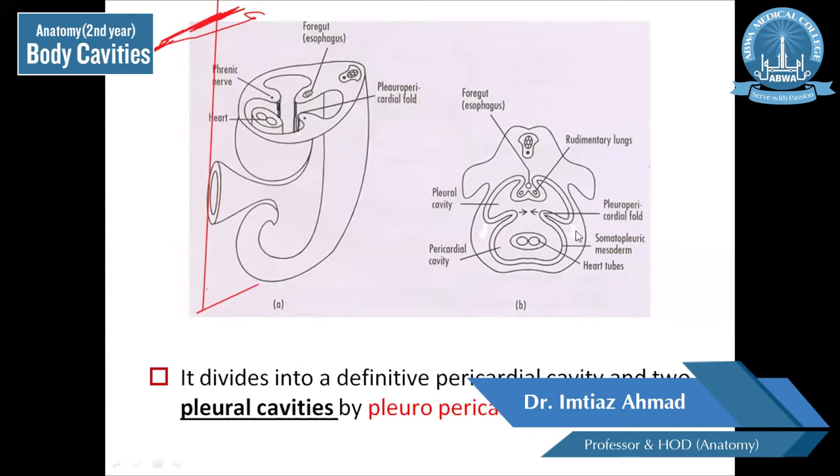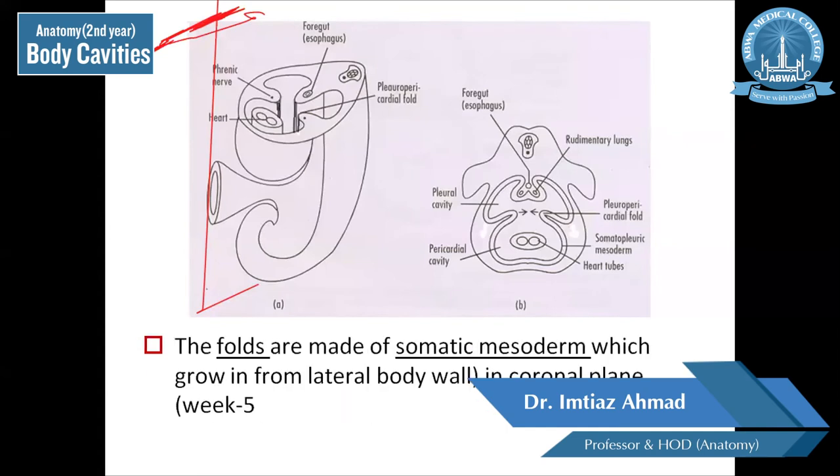Folds from the lateral wall of the chest grow inwards, two folds known as the pleuropericardial folds. They are made of somatic mesoderm, and grow from the lateral body wall in the coronal plane. You see over here.